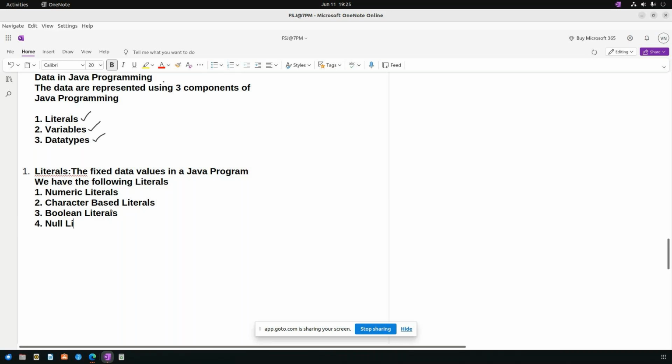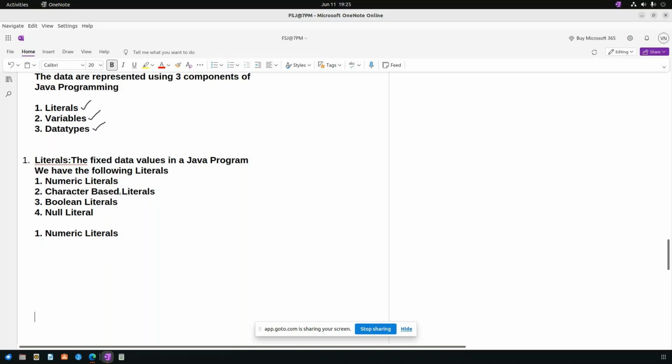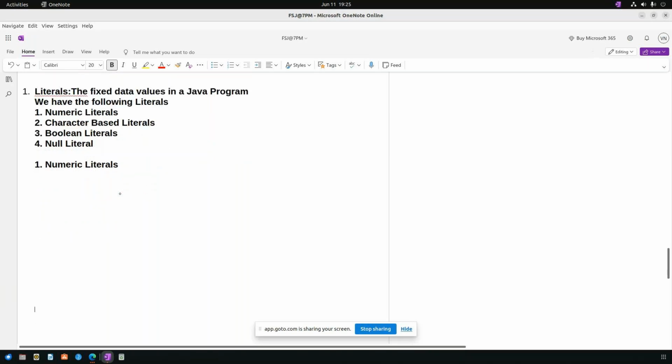So the first one is a numeric literal, the second is a character-based literal, the third is a Boolean literal, and the fourth is a null literal. Now we will understand each of them and the different things available in numeric, character, Boolean, and null literals. All the Java programming data values will be under these only.